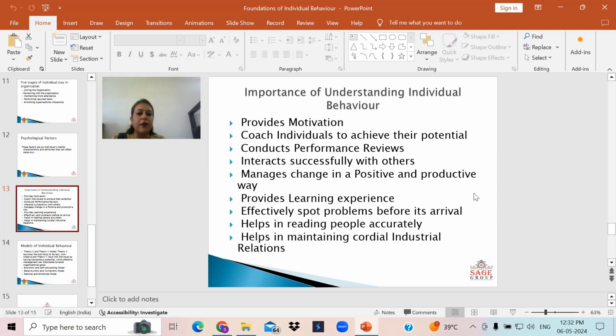You will have a proper feedback system. You can interact with your employees, with your superiors, with your subordinates time and again. You can help them in reading people accurately. It helps in maintaining cordial industrial relations, which leads to achievement of organizational goals to 100%.